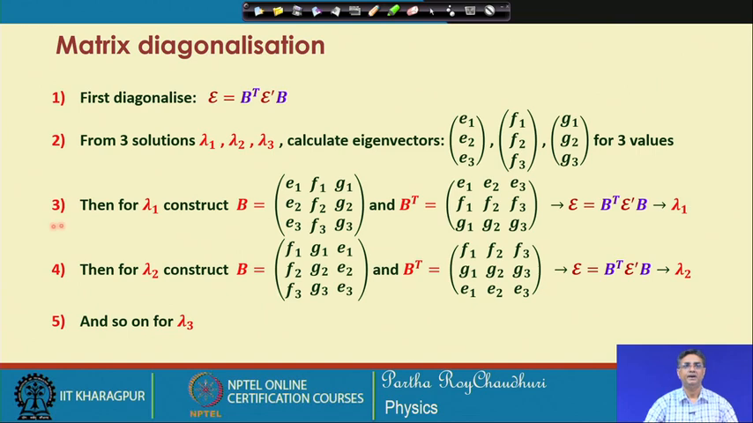And similarly, for lambda 2 again we can construct this equation F1, F2, F3, which is the corresponding eigenvector, and maintaining the same sequence we can again calculate B transpose, which will correspond to lambda 2, and in the same way for lambda 3. So, we can calculate all the three eigenvectors corresponding to the three eigenvalues, and these eigenvalues will represent the corresponding refractive indices in the principal axis system under the influence of the external electric field.